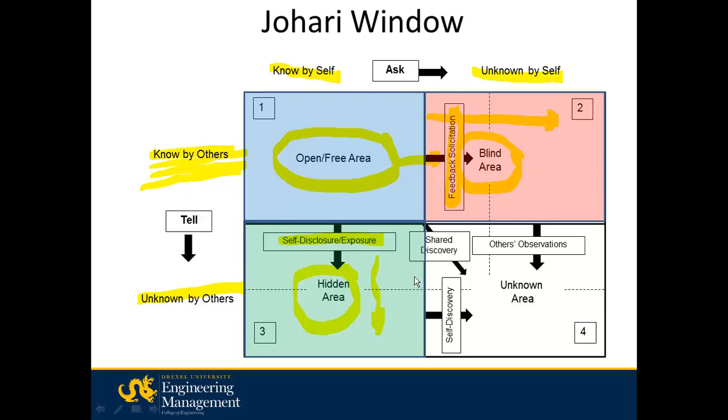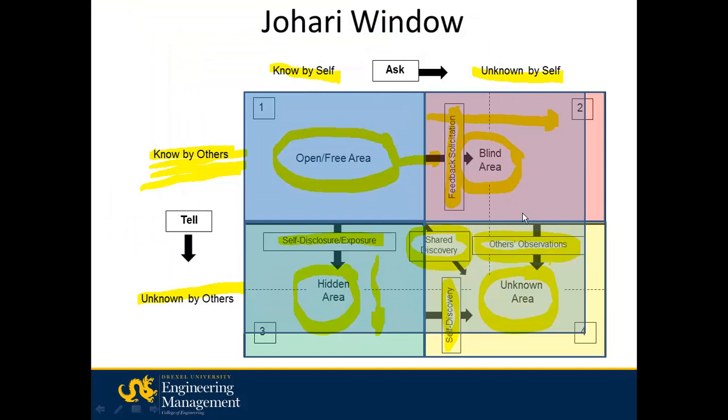And then the final area, which is area number 4 here, is the complete unknown area, both to yourself and to others. This is reduced by a combination of the blind area and the hidden area, where you do self-discovery, you get others' observations, and that's what's known as shared discovery. And ultimately, if I can move this open area, the blue area, so that I'm left with just these small areas here, which would be the unknown, that gives me the biggest possibility for growth and learning.